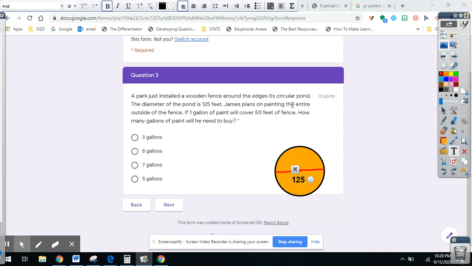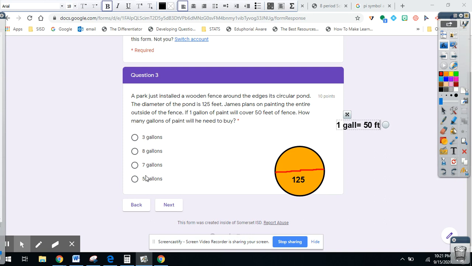James plans on painting the entire outside of the fence. All right, so I'm going to paint the fence. If 1 gallon of paint will cover 50 feet of fence, how many gallons of paint will he need to buy? So I'm going to read that one again. That one's a little confusing. When it said paint the fence, I was thinking area, but I don't know if it's an area problem. So I know that 1 gallon is equal to 50 feet of fence, right? So I need to know how many gallons of paint will he need to buy. So my answer needs to be gallons.